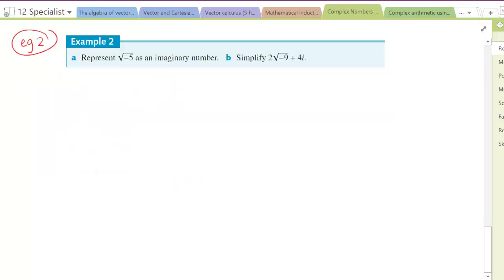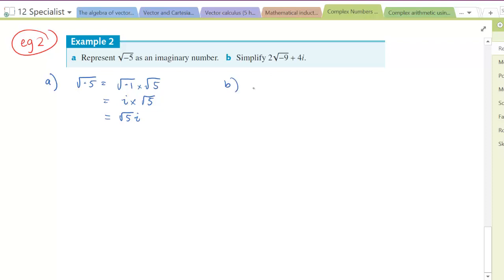Okay, so when we look at this second example from the textbook, it's saying represent √(-5) as an imaginary number. Now if we apply our surd skills here, we can say √(-5) can be broken down into √(-1) and √5. Now √(-1) is i, √5 stays as √5, and we end up with an imaginary number of √5 i.